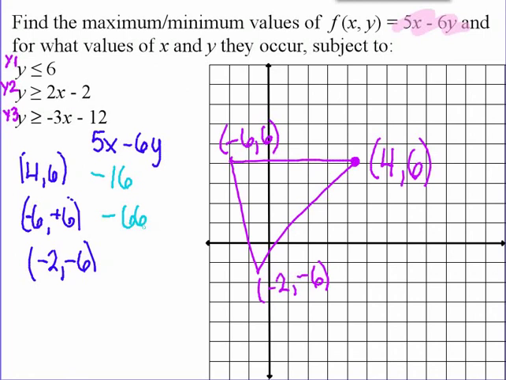And then what's the bottom one come out to be? It should be positive 26, not negative 46. You plug in negative 2, negative 6. Okay, so then what ends up happening is I end up having a max where? A max at 26. Where's my min? Negative 66. Okay, questions?